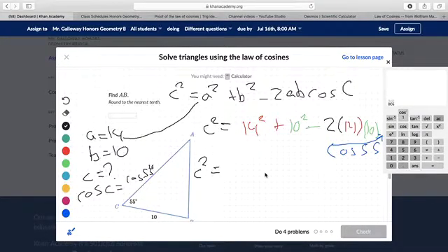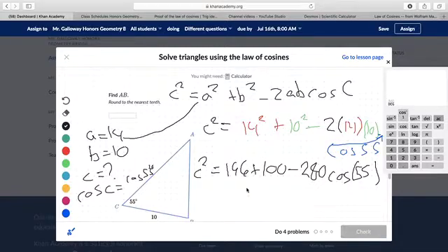So c squared equals 14 squared is 196 plus 100 minus 2 times 14 is 28, and then 28 times 10 is 280, times cosine 55. Then we're going to keep combining like terms. We'll get c squared equals 296 minus 280 times cosine 55. Now that's as far as we can combine like terms.